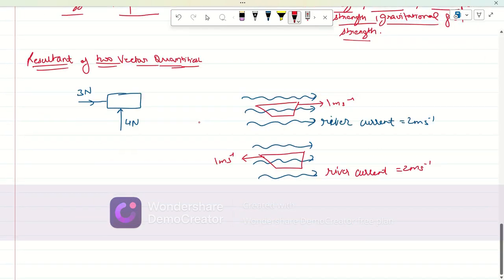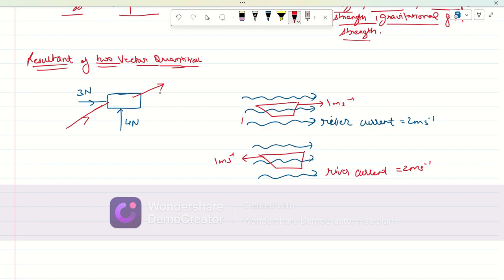Now, how do we find the resultant of two vector quantities? Let's say this is a box of some mass, 5 kg or 10 kg. Two persons are applying force: one force of 4 Newton upward, and 3 Newton to the right. Resultant means: if two forces are applied, what will be the net effect on this box? The box will move in this direction. This is what I mean by resultant force. If instead of these two forces a single force is applied, the object will still move in the same direction. That is known as the resultant of two vectors.